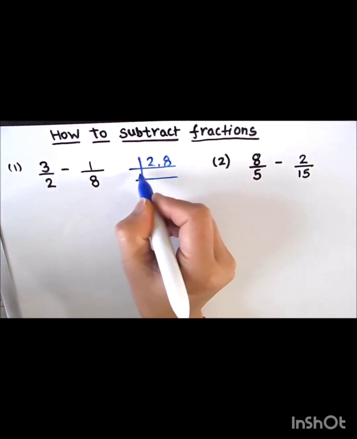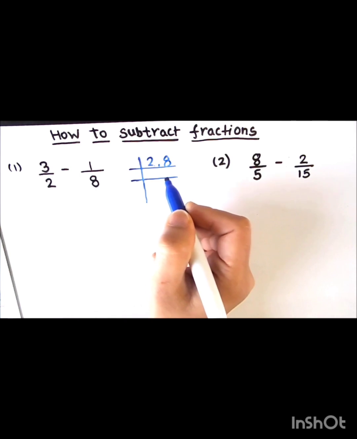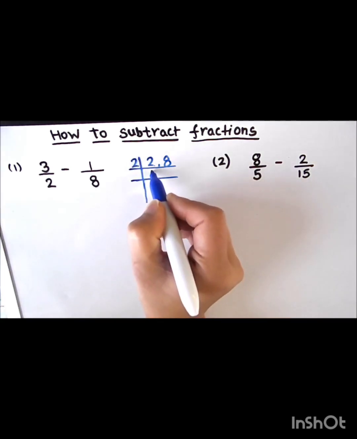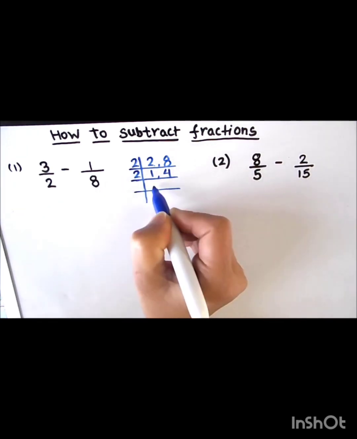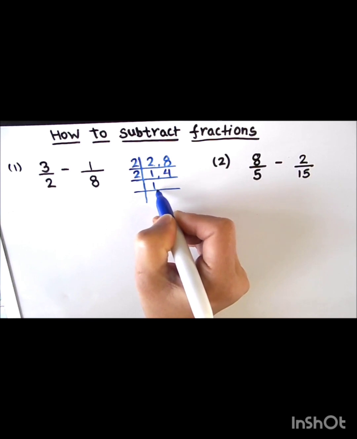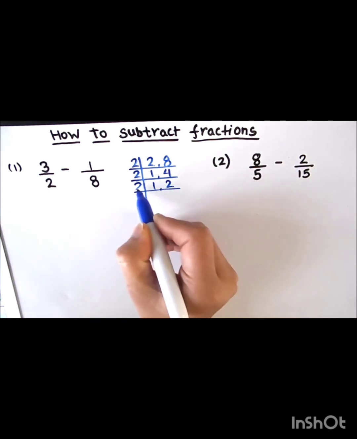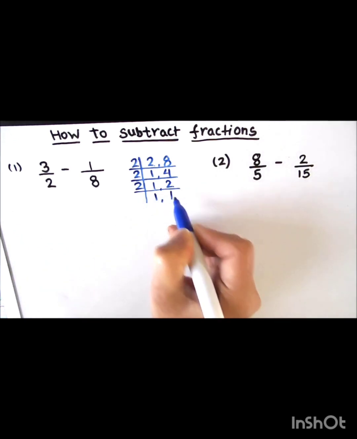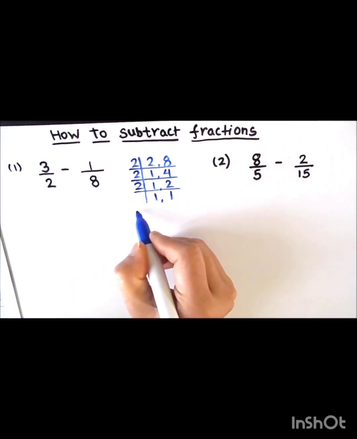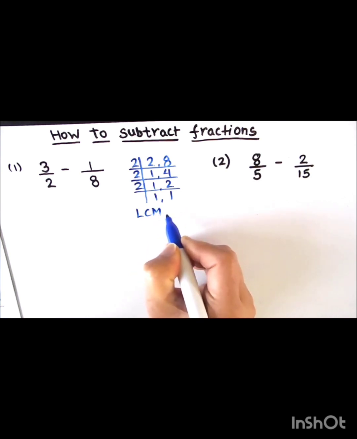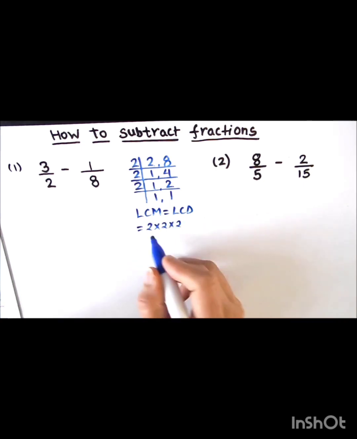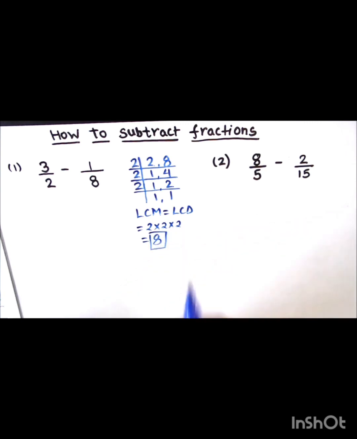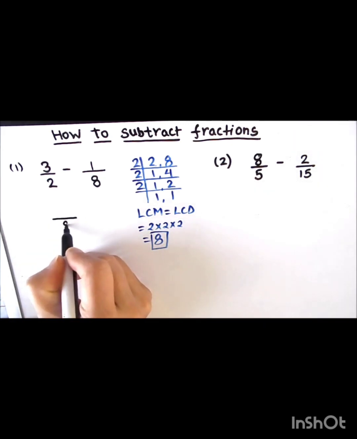So 2 and 8 both are even numbers. We can fully divide both the numbers by the first prime number 2. 2 times 1 is 2, 2 times 4 is 8. Again we are going to use 2 to divide the number. This is fully divided, so we'll write 1. 2 times 2 is 4. Again we are going to use 2. So now both the numbers are fully divided, and the LCM or the least common denominator, LCM or LCD, is 2 times 2 times 2, which is equal to 8. Now 8 will be the common denominator for both the numbers.